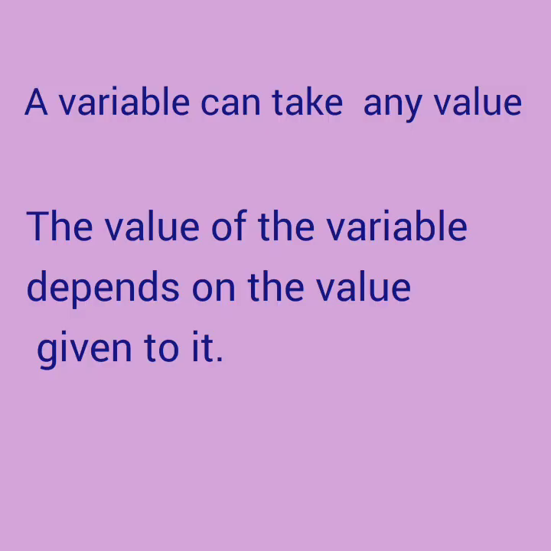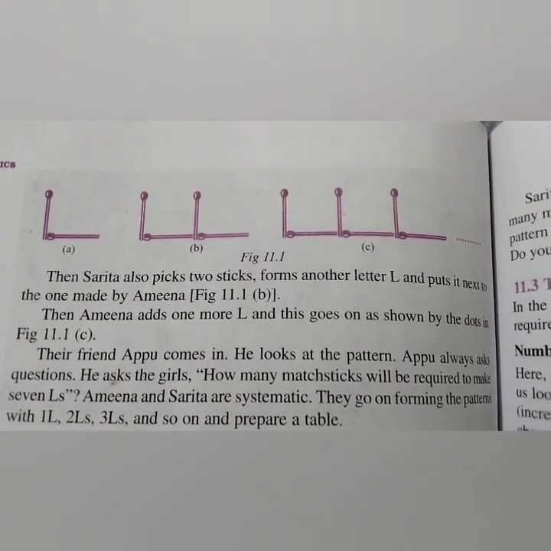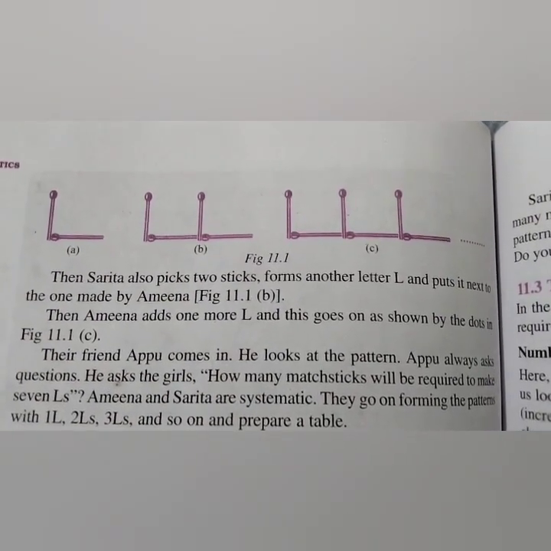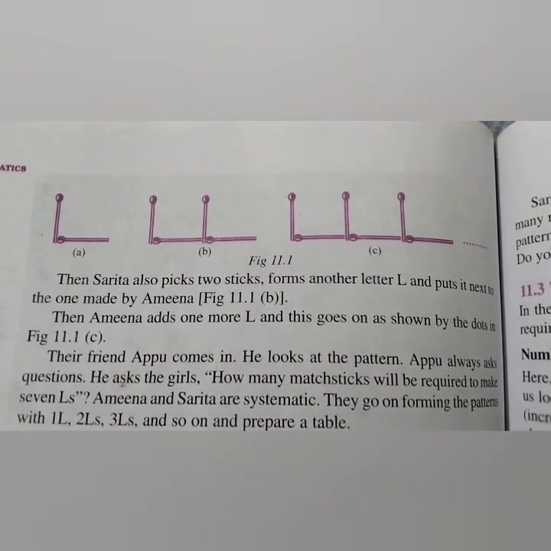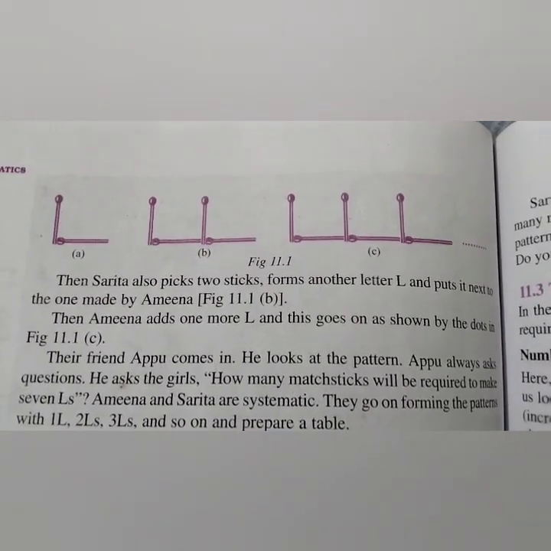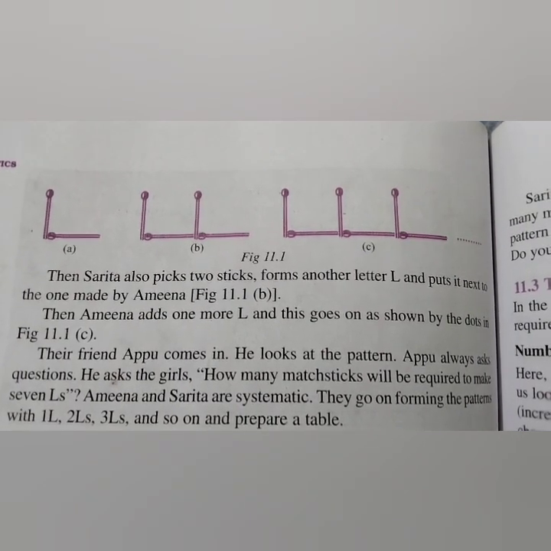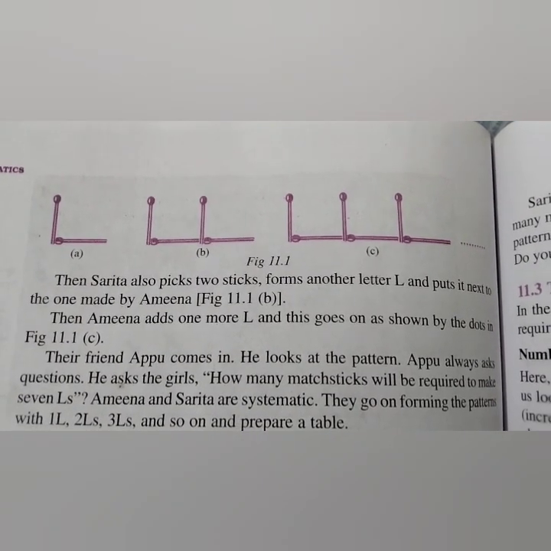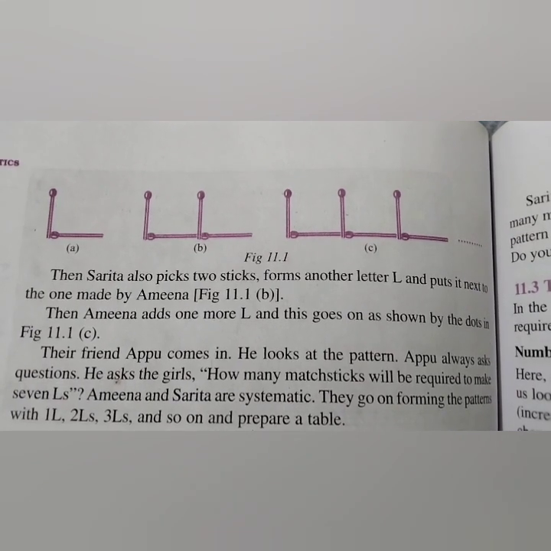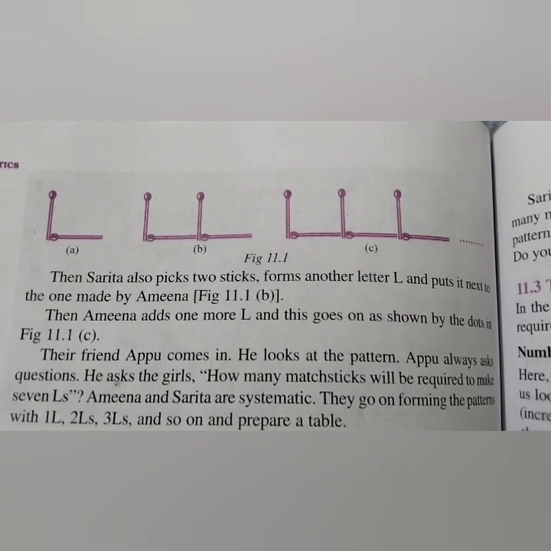Now let us see how to use these variables to solve a sum. In our textbook, algebra is explained using matchsticks. Look at this L. To make one L, two matchsticks are used. In the same way, to make two L's, we need 2 and 2 matchsticks. That is 4 matchsticks. And to make 3 L's, we need 2, 2, 2. That is 2 matchsticks 3 times.